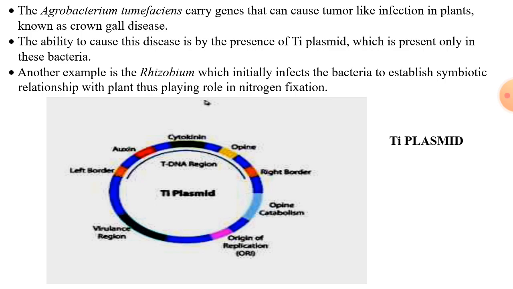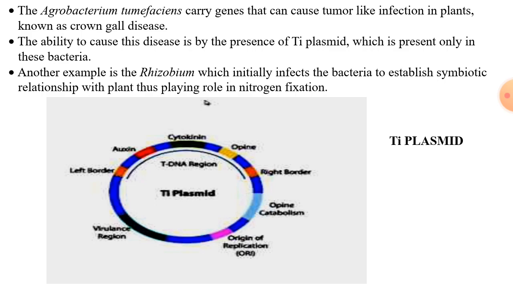actually the Ti plasmid is formed due to a gene transfer through virulence. This Ti plasmid, when present in Agrobacterium tumefaciens, can cause disease. In its absence, the plant is safe.